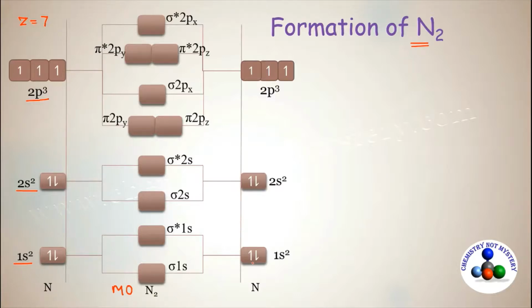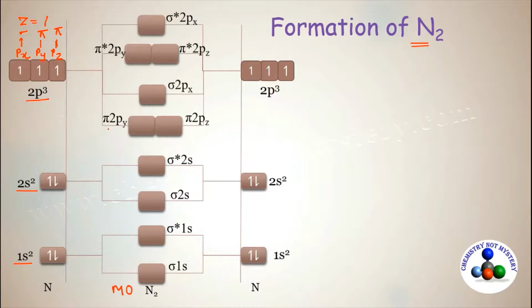When 1s overlaps with 1s, it results in the formation of sigma 1s bonding and sigma star 1s antibonding. Similarly, when 2s overlaps with 2s, it results in the formation of sigma 2s bonding and sigma star 2s antibonding molecular orbitals. Here, these are px, py and pz. When px overlaps, it results in the formation of a sigma molecular orbital. When py overlaps with py, it results in the formation of pi molecular orbitals. Similarly, pz overlaps and results in the formation of a pi molecular orbital.